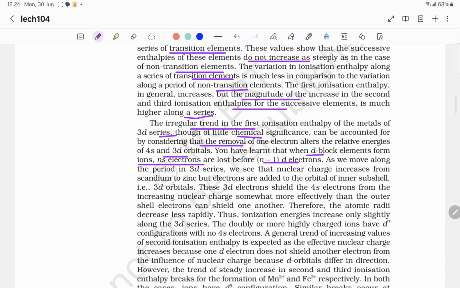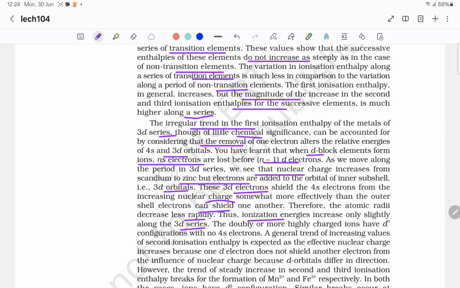So as we move along the period in 3d series, we see that the nuclear charge increases from scandium to zinc, but electrons are added to the orbitals of inner subshell, that is 3d orbitals. These 3d electrons shield the 4s electrons from the increasing nuclear charge somewhat more effectively than the outer shell electrons can shield one another. Therefore, the atomic radii decrease less rapidly. Thus, ionization enthalpies increase only slightly along the 3d series.